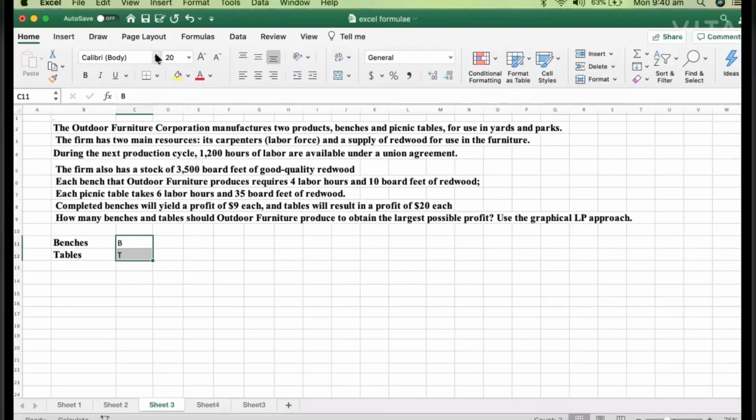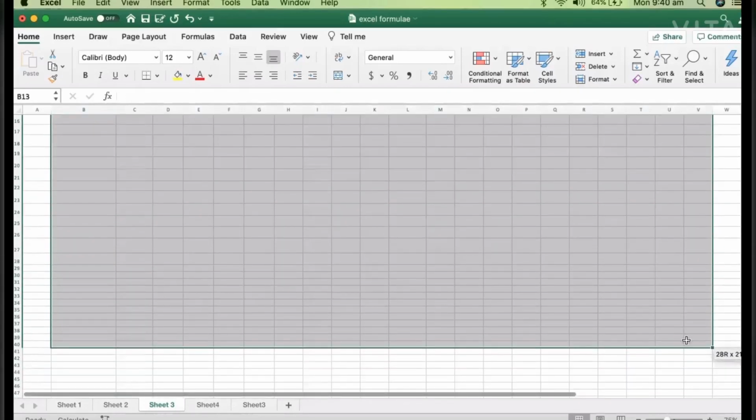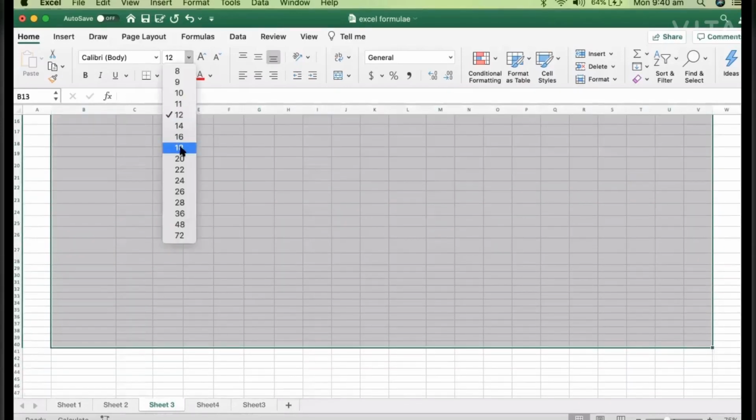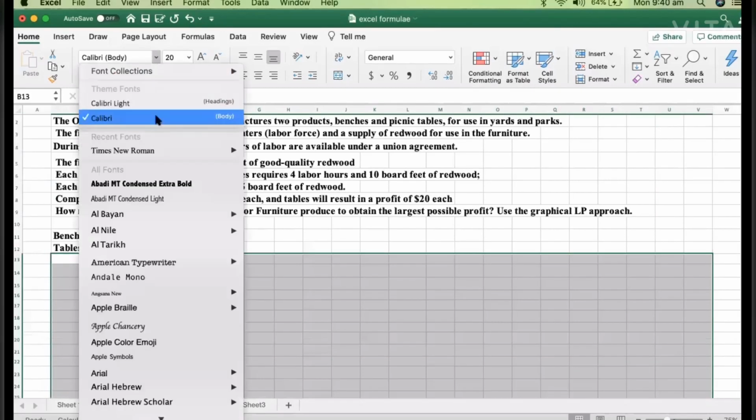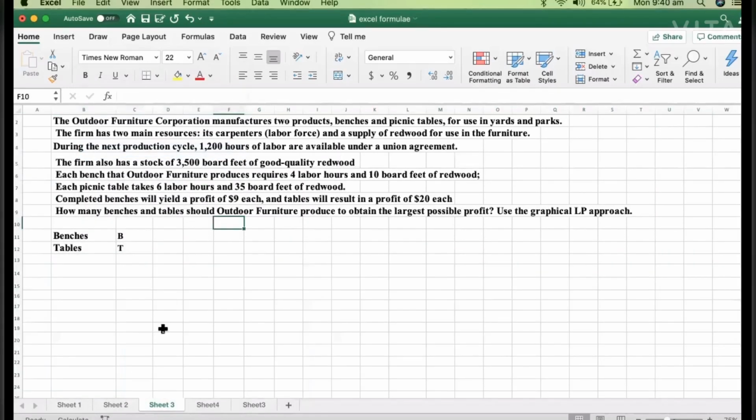give me just 2 minutes. So we have benches as well as table. Okay, the next thing they are saying, uh, just 1 minute. Yeah, now we can proceed further.